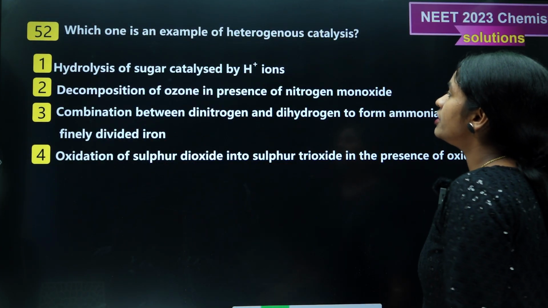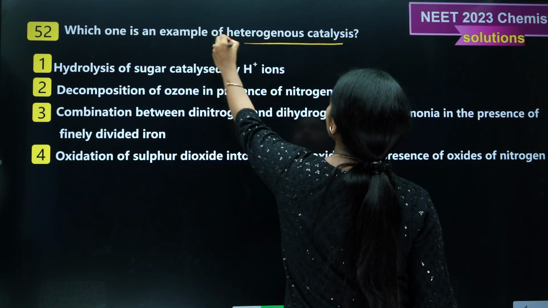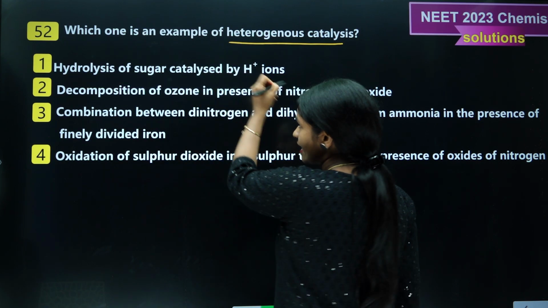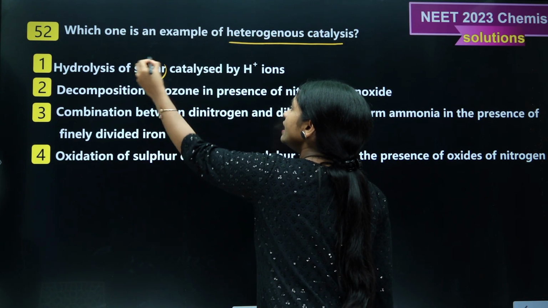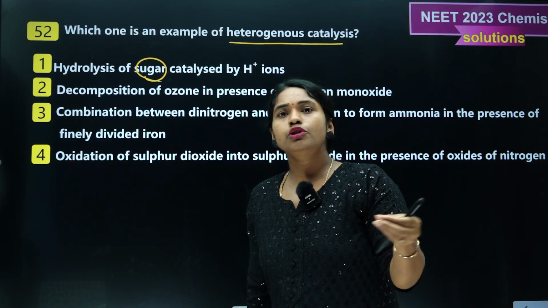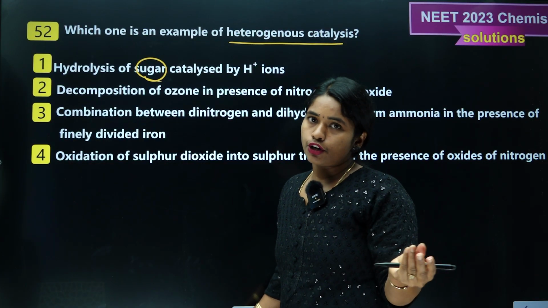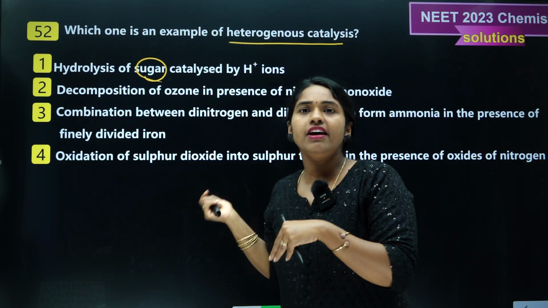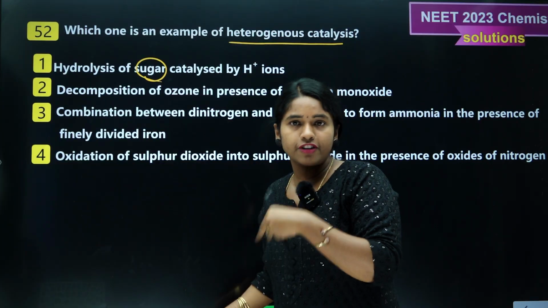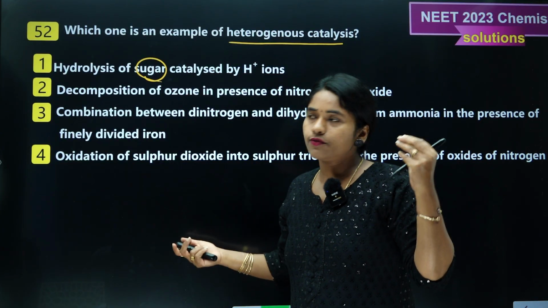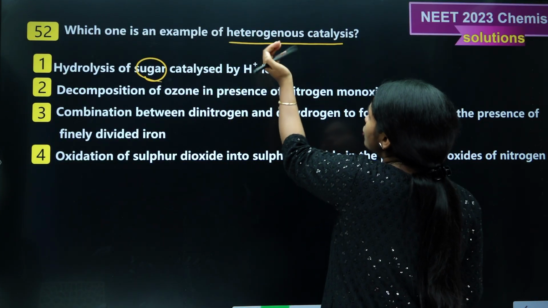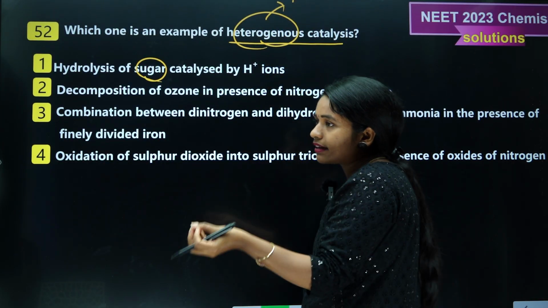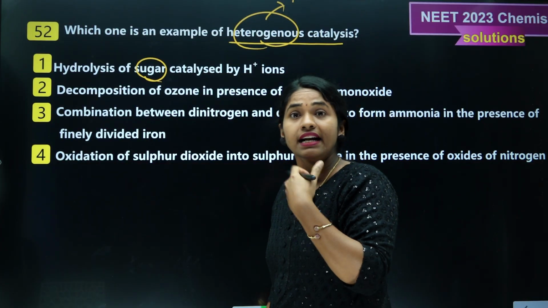See the next question, which one is an example of heterogeneous catalysis? If you see hydrolysis of sugar catalyzed by H+ ions, if you put sugar in water, an aqueous solution of sugar, and do hydrolysis in H+ medium, we will again get glucose and fructose. So all are in the aqueous phase. So it is an example of homogeneous catalysis. They are asking for a heterogeneous system, which means reactants, products and catalysts should be in different phases.